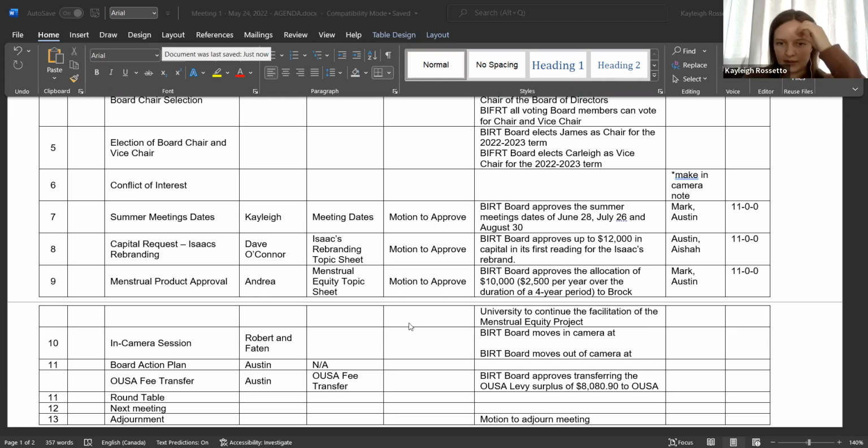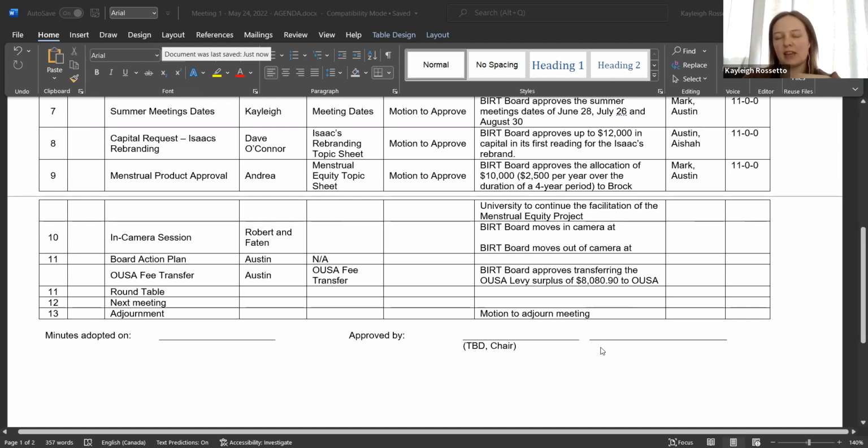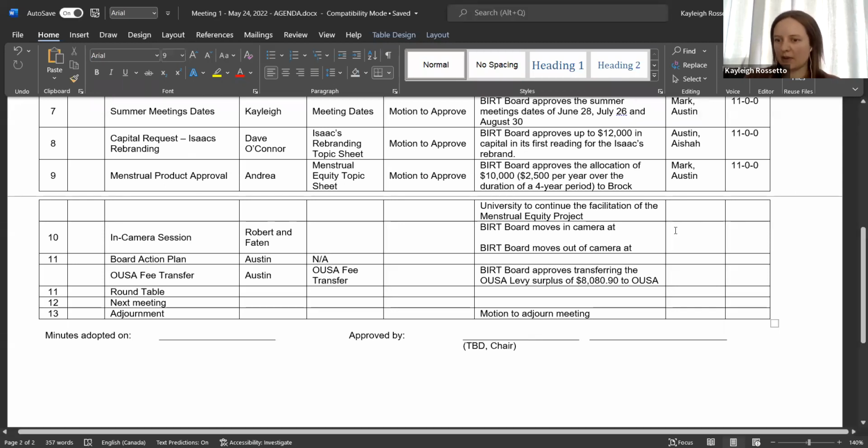Okay, so we will move in camera now. Once we vote to move in camera, I'll stop the recording. And then there are 2 items in camera, one that Robert's going to talk about, and then one that I think Yasmin may talk about.